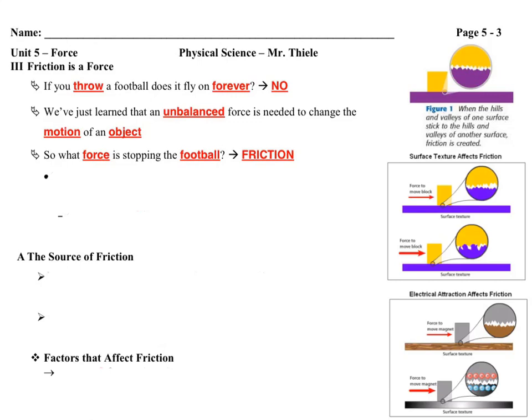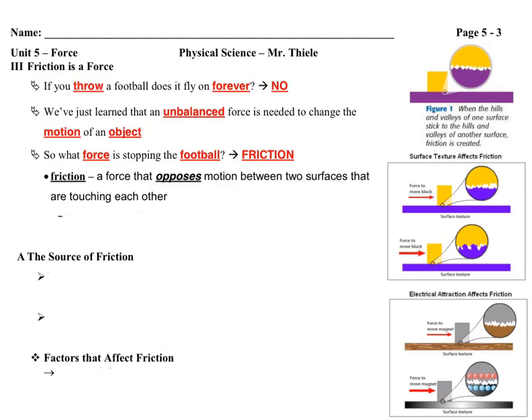Well, okay, so I'd ask the question this way, if it were to show up on a test, probably: what is a force that opposes motion between two surfaces that are touching each other? And the answer to this is friction. Friction is a force that opposes motion between two surfaces that are touching each other.